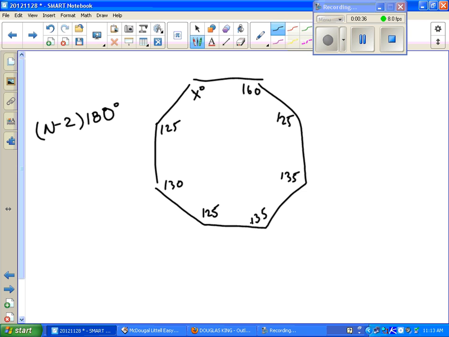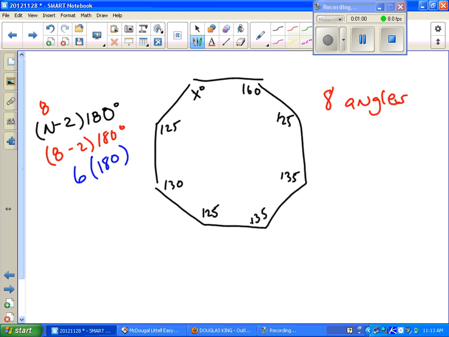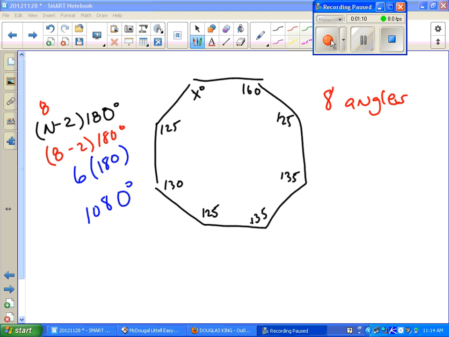Now, we know that n is how many angles you have. You have 8 angles, right? So 8 is going to go in place of n. So what you have is 8 minus 2 times 180. So 8 minus 2 is going to give you 6, right? Times 180. So we got 1,080 degrees total.